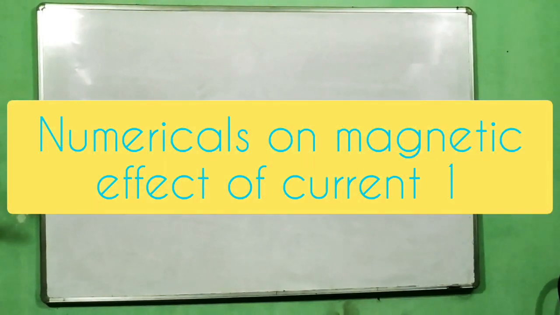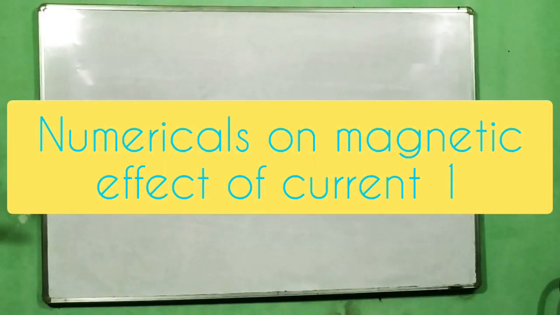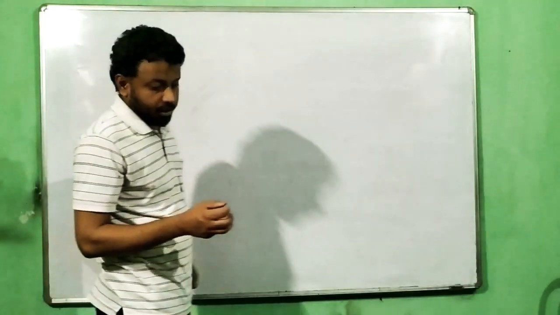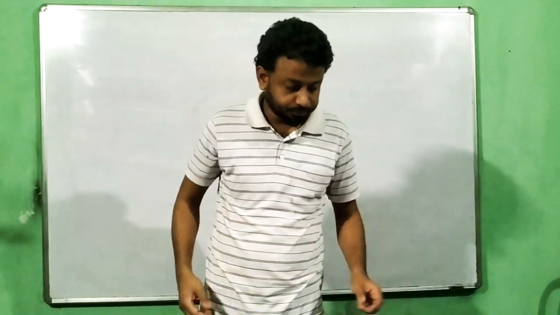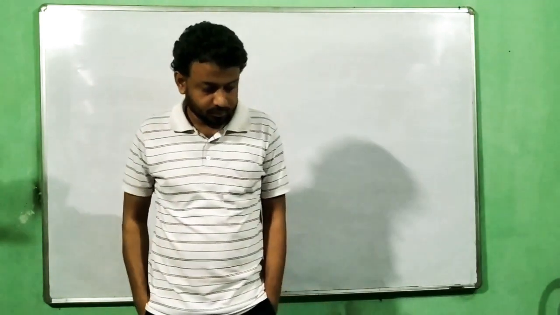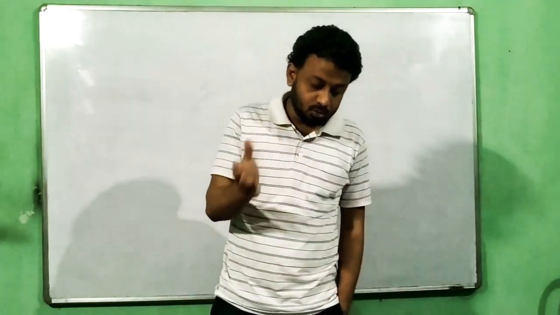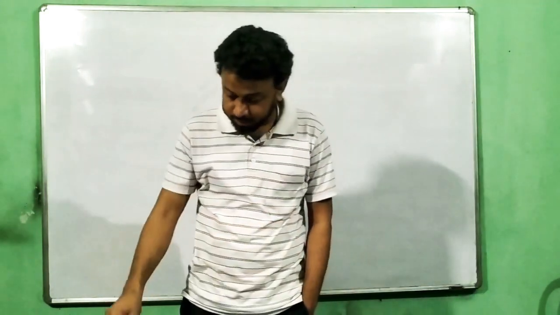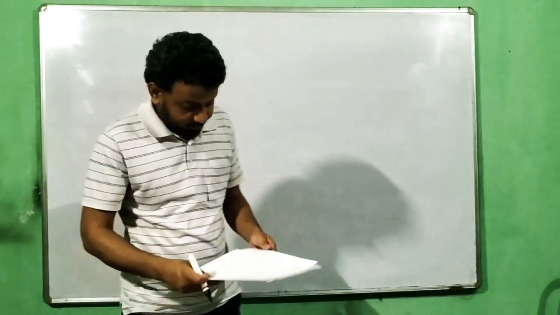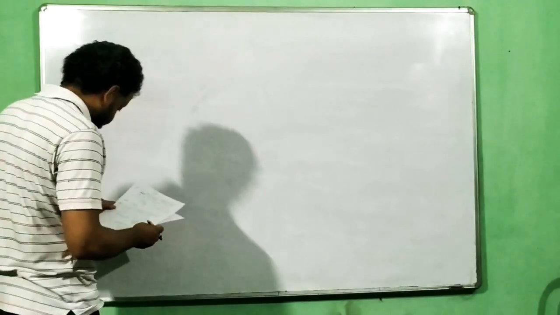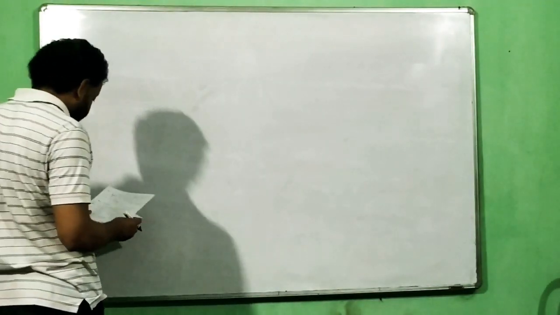Okay, we are going to discuss today in this class some standard numericals of magnetic effect of current. For my discussion, I have chosen some questions which will be mainly for a circular wire and for a straight wire. Okay, so if I consider this type of questions, let us say for circular wire.